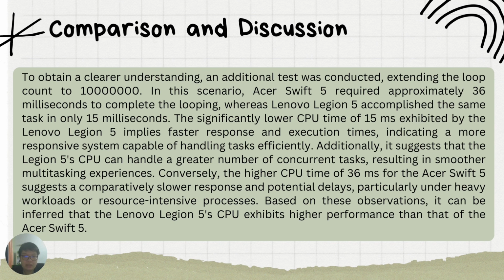Additionally, it suggests that the Legion 5 CPU can handle a greater number of concurrent tasks, resulting in a smoother multitasking experience. Conversely, the higher CPU time of 36 milliseconds for the SR35 suggests a comparatively slower response and potential delays, particularly under heavy workloads or resource-intensive processes. So based on these observations, we can say that the Lenovo Legion 5 CPU exhibits higher performance than that of the Asus V5.